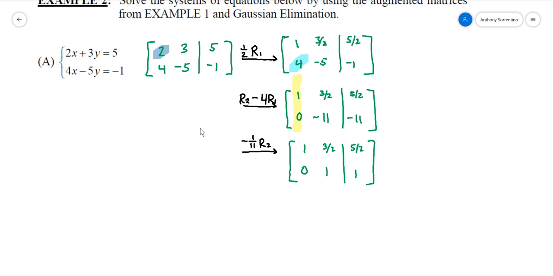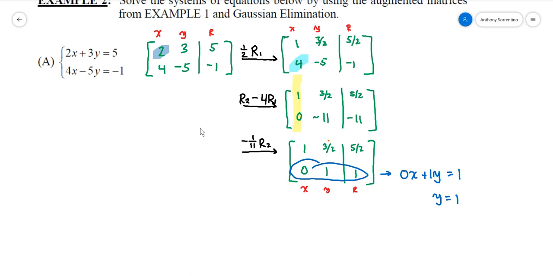Well, going back to when we wrote these in augmented form, remember this is my X column, this is my Y column, this is my result column. And each one of these had an X column, a Y column, and a result column. They got changed by doing these row operations. And so I have that going on down here. This row right here is telling me that if I have 0 X's plus 1 Y, that should equal 1, or simplistically, Y equals 1.